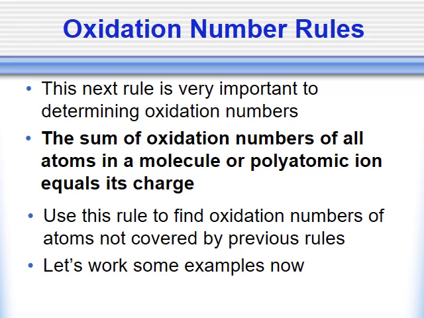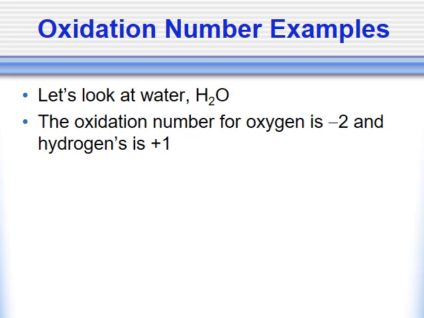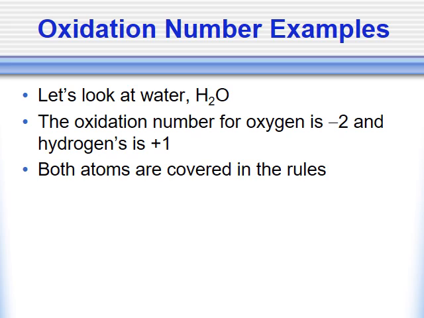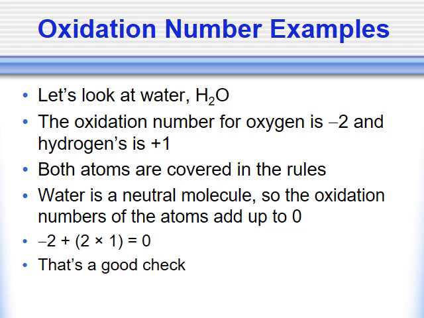Let's work some examples. We'll start with water. The oxidation number for oxygen is -2, hydrogen +1. Both these atoms are covered by the rules. This is pretty straightforward. Water is a neutral molecule, so the oxidation numbers of the atoms should add up to 0. -2 for the oxygen, plus 2 times the +1 for the hydrogens do in fact add up to 0. That's a good check, and this rule is going to help us further in our next example.